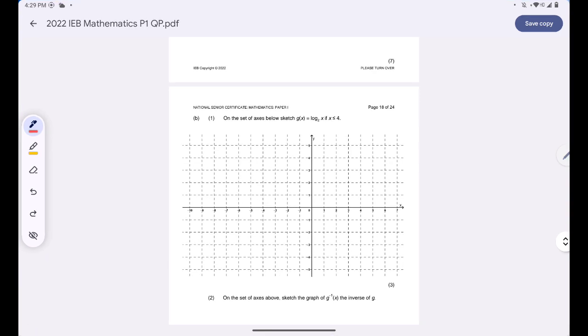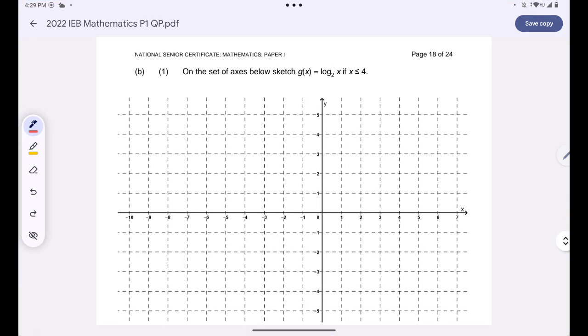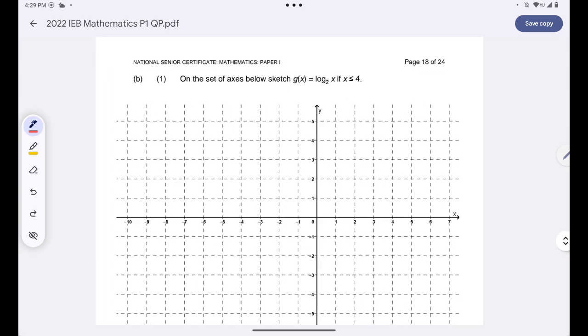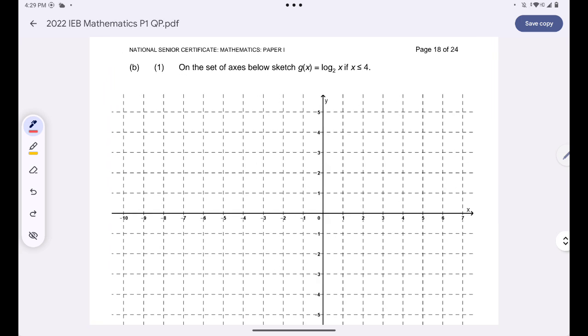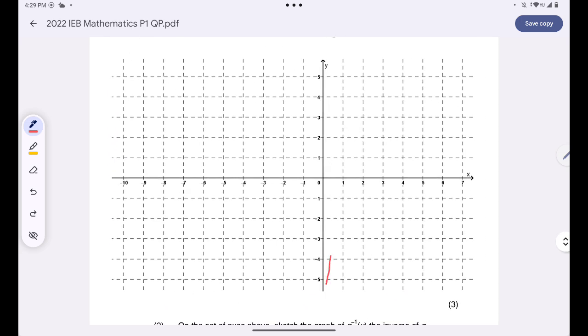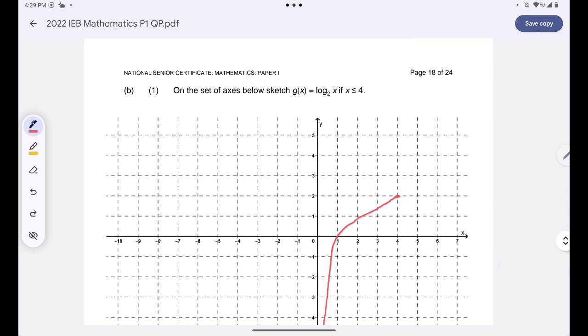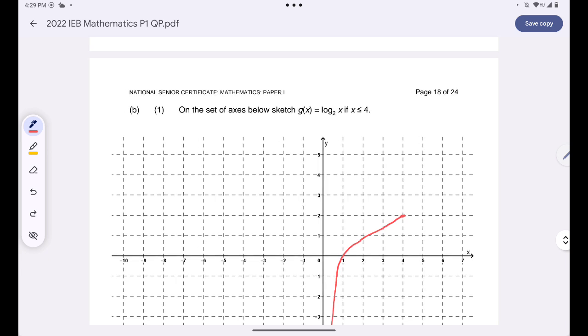Okay, for this graph, I know that it will have an x-intercept at x is equal to 1. So it will go like this. Excuse my drawing. It will end here because they said x should be less than 4. Yes, it should be less than 4, but it's greater than 0 at the same time. So that's how my graph should look like. Obviously, yours, guys, will be more beautiful, more aesthetic than mine.